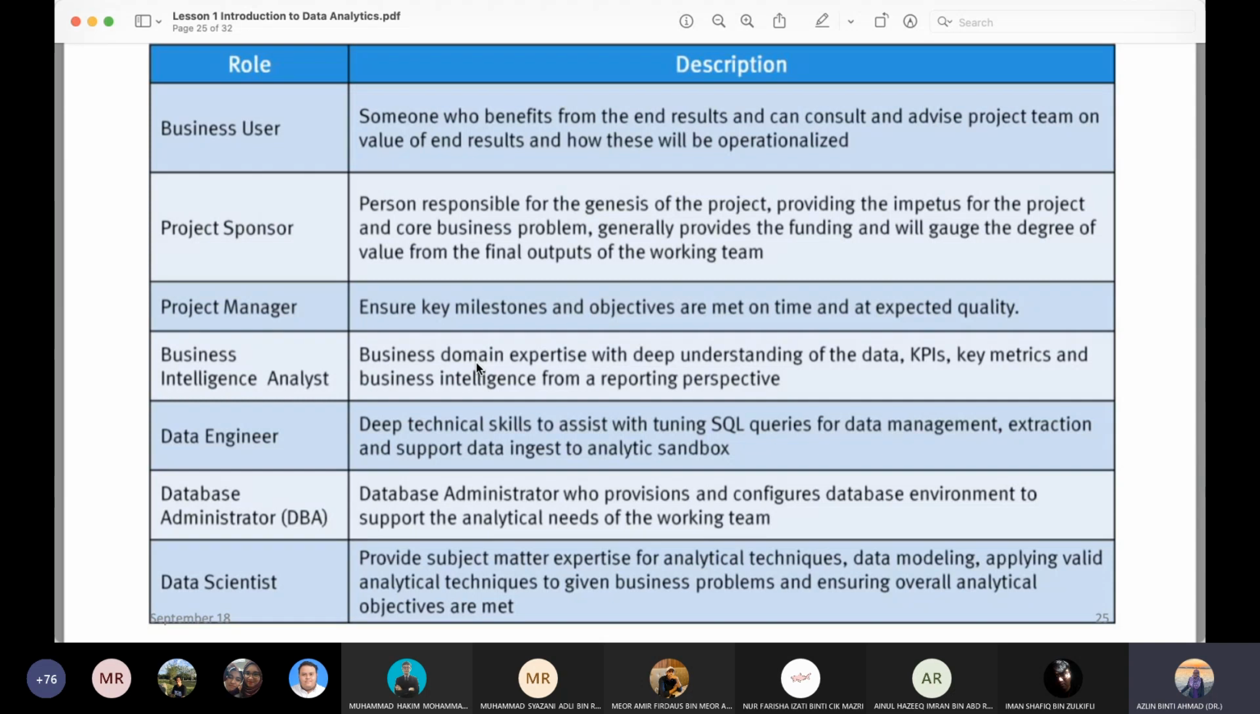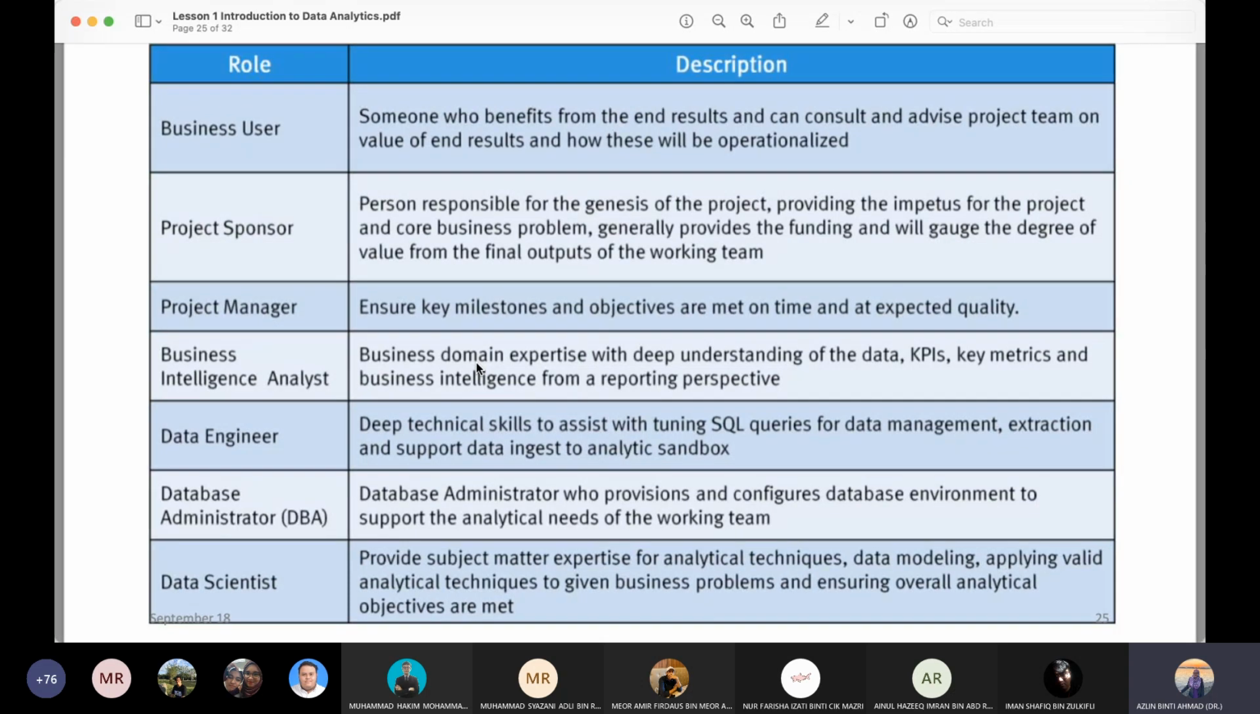with tuning the SQL queries or NoSQL queries for data management, extract, support, buat pre-processing, everything. Okay, to the analytic punya sandbox. So that one data engineer, and we also have database administrator. Okay, untuk configure, untuk manage the database yang company tu ada. And then lastly, we have data scientists that can provide subject matter expertise for analytical techniques, data modeling, applying valid analytical techniques to given business problems and ensuring overall analytic objective are met.